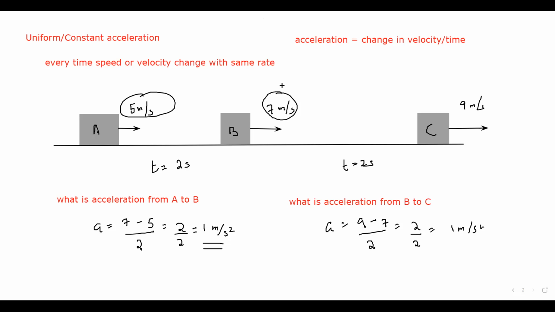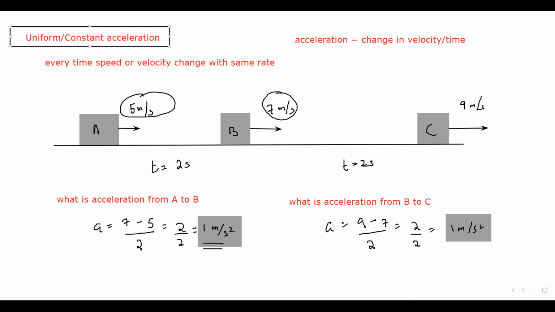So in this example, the acceleration of the object is not changing. From A to B it was 1 meter per second square, and from B to C it is also 1 meter per second square. So when the value of the acceleration is not changing, we use the term that this object is having a uniform acceleration, uniform change in the speed. Is it clear? The term uniform acceleration.